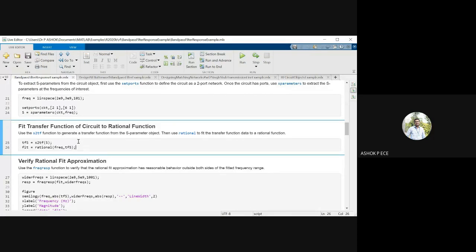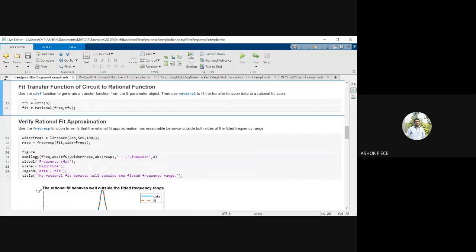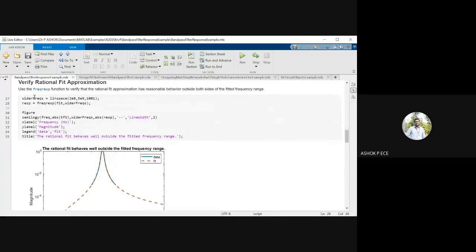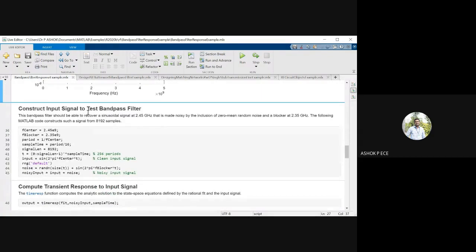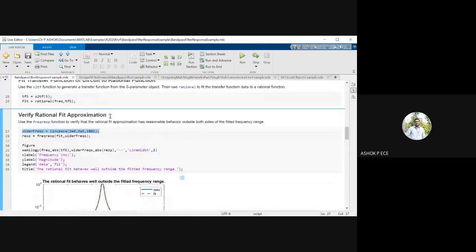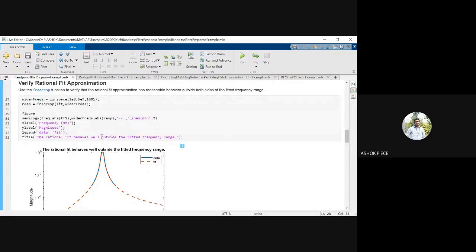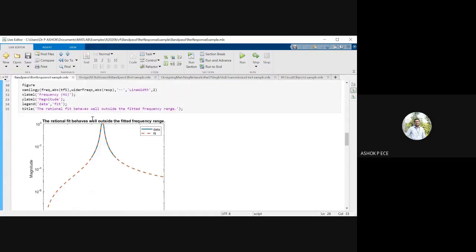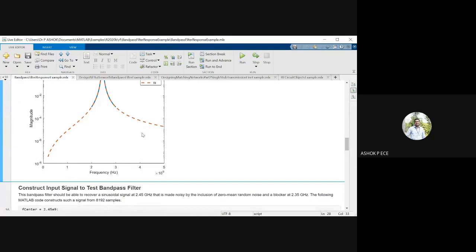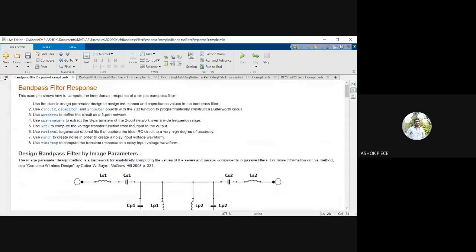But in MATLAB, you see everything is pakka. You just need to use the command S to TF. S to TF means convert the S parameter object into transfer function object. And finally, I'm going to plot the graph. So what they are doing is they are fitting the transfer function to a fit polynomial, and they are going to plot the actual response and the response of the polynomial, and they find that both are going to be approximately same.